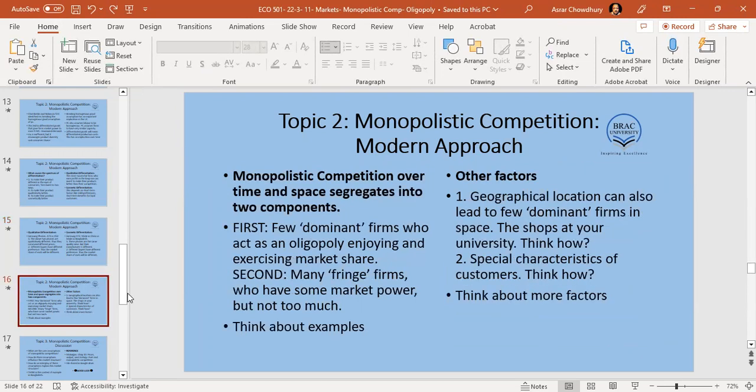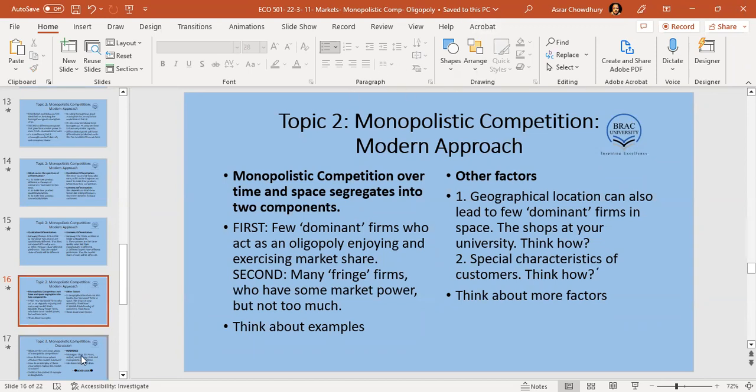So the modern approach is that there will be few dominant firms in one side of the market under monopolistic competition who act as an oligopoly, and in this other part there will be many fringe firms, ছোট farms. ঠিক আছে, ঢাকা কলেজের সামনে opposite ইয়াগুলো. আচ্ছা, what are the reasons for that? Geographical location can be an argument. Okay. Special characteristics of customers, think how. And we say another one, which is others.